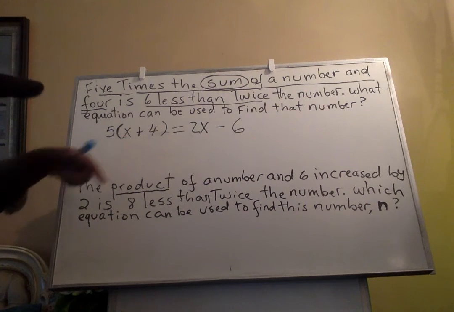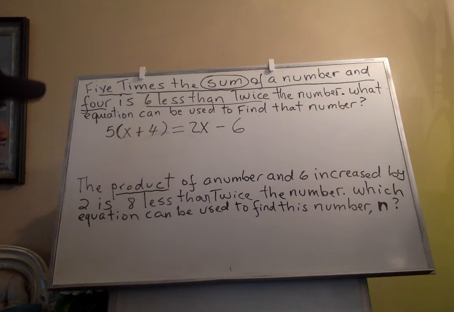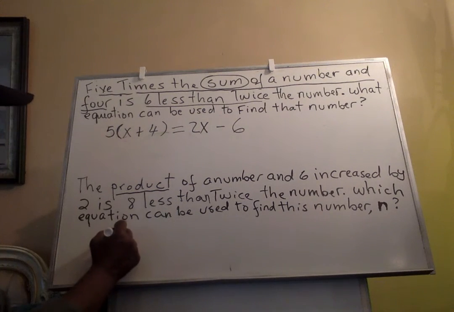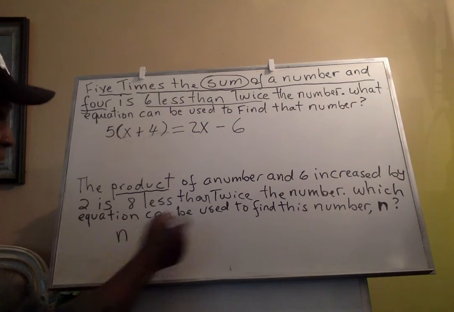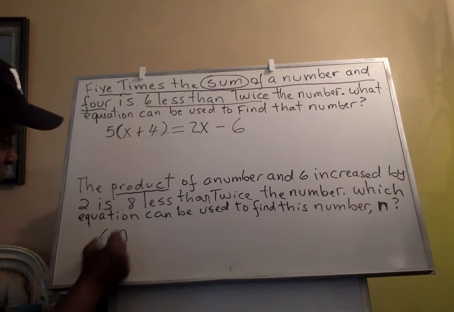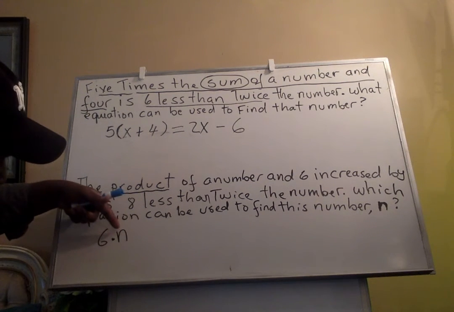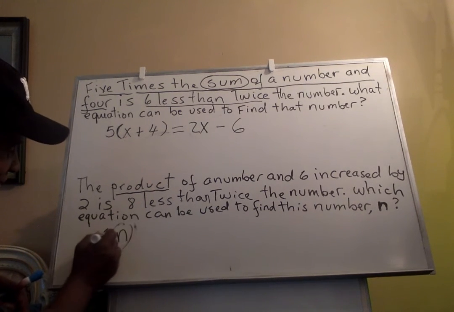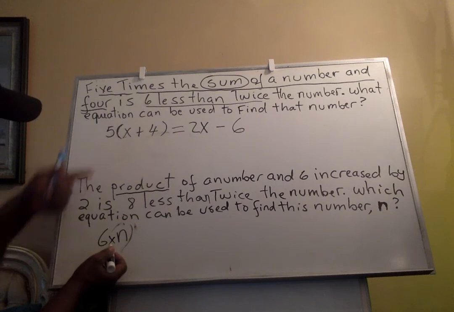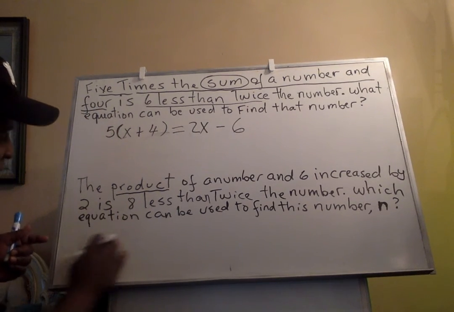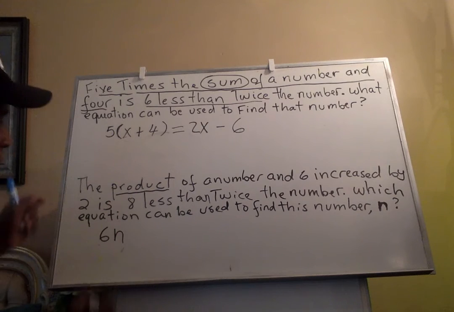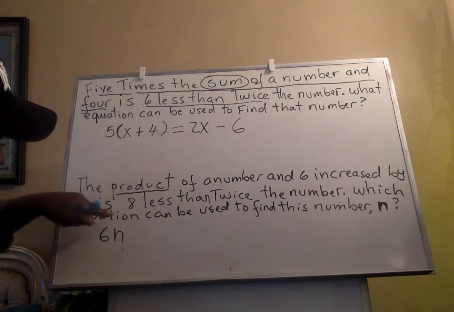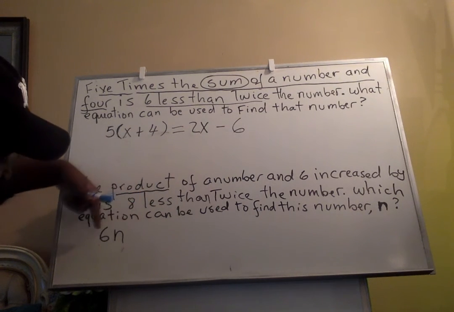Now, the product. Product means multiplication. Notice the product of a number. They give that number n. The product of a number n and 6. So notice the product, multiplication, 6n, or 6 times n. But it's going to be confusing. You're going to think it's an x. No. So we're going to read it like 6n. Notice the product, multiplication. It's invisible in the middle. Okay? The product of a number, that is, and 6. So 6n.